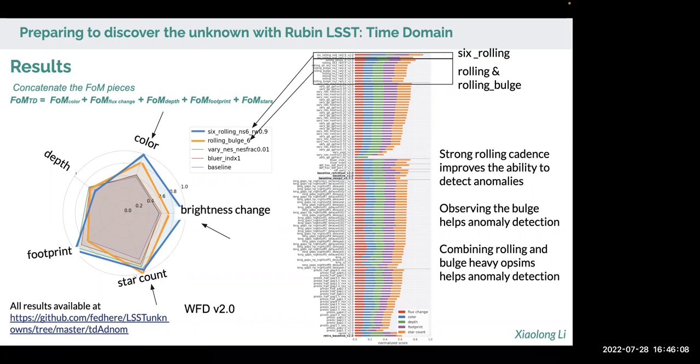Just before anybody gets too excited, I want to point out that the six rolling cadence, that six stands for, you would have six bands on the sky and you would roll them. So it's a very aggressive rolling that breaks a lot of other sciences. I'm on this paper, so I agree with Xiaolong that for this, that's what we would recommend, but that is a very unlikely strategy to happen.